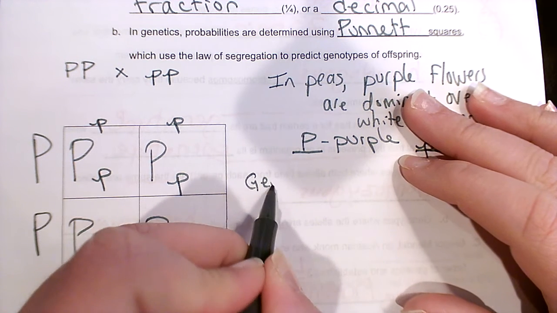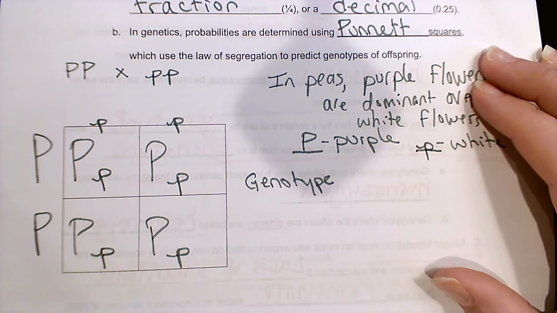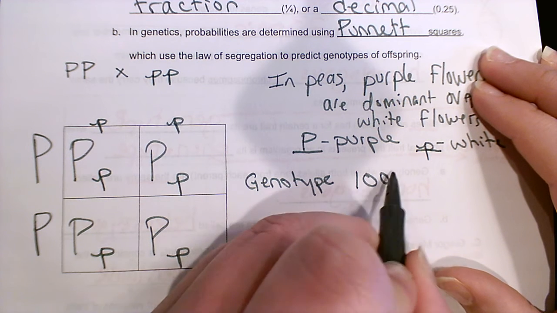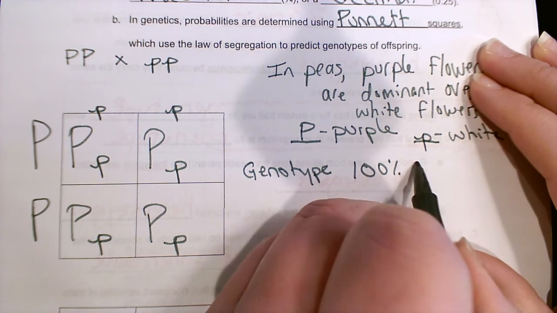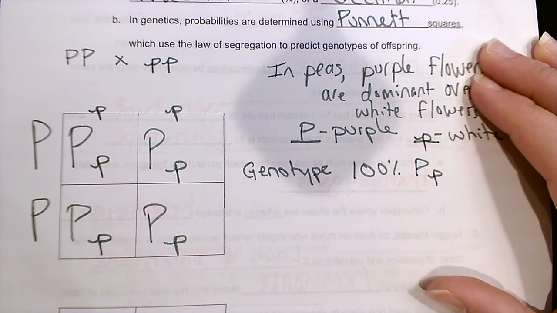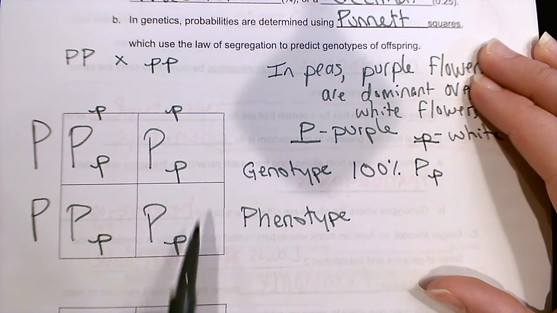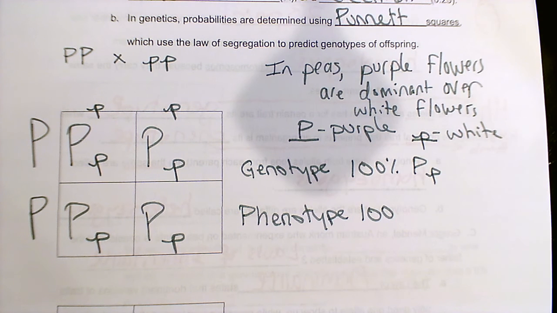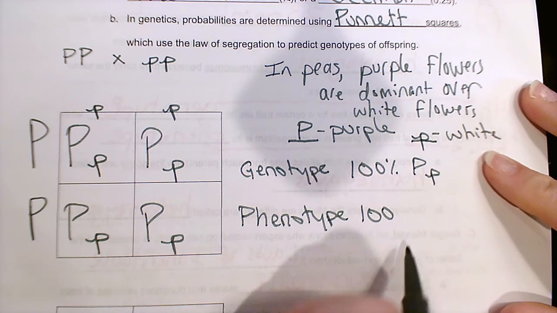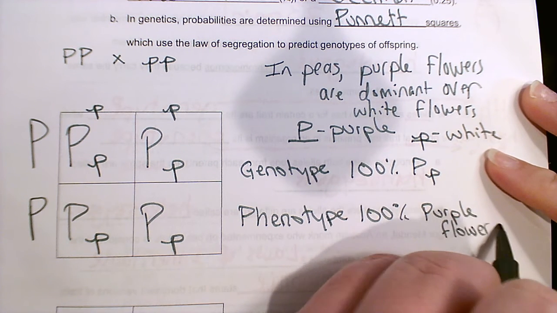Okay, so if I was going to write out the genotype or the genotypic expectation, we would have 100%. Then you have to remember what's genotype. It is the letters, so it would be capital P, lowercase p. And then the alternative, phenotype, again, they're all the same, so we'd have 100%. Would they be purple flowers or white flowers or light purple flowers? Since purple is dominant, they would have 100% purple flowers.